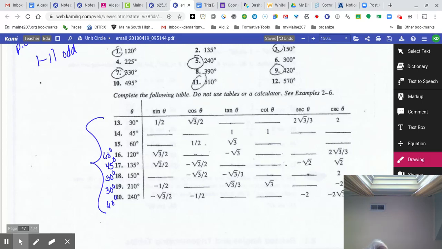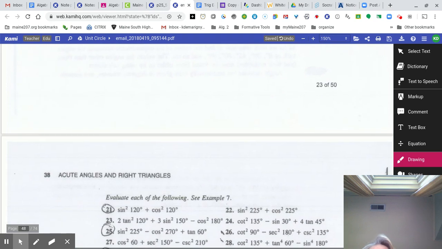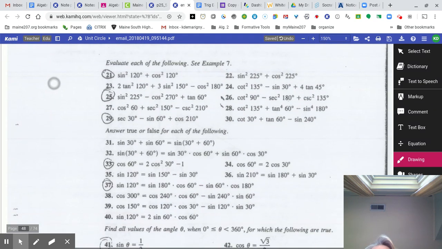So if you want to try this, this would be something good for you to try to make sure that you can really quickly tell me the sine of 30 degrees is a half. The cosine of 30 degrees is root 3 over 2. The tan, the cotan, secant, cosecant. Whoops. All right. But your homework is actually over here.